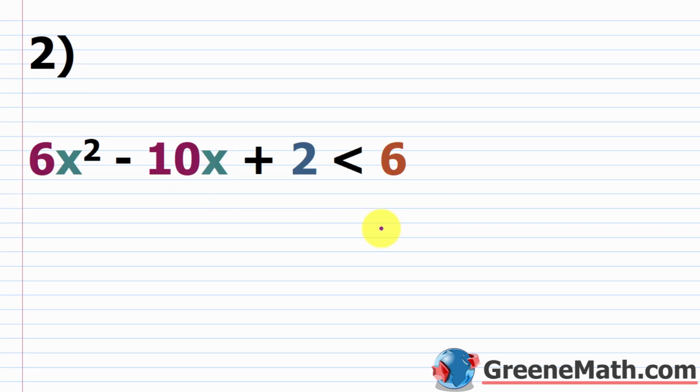All right, let's take a look at problem number 2 now. So we have 6x squared minus 10x plus 2 is less than 6. Again, what I'm going to do is make this right-hand side 0. So we'll subtract 6 away from each side of the inequality.